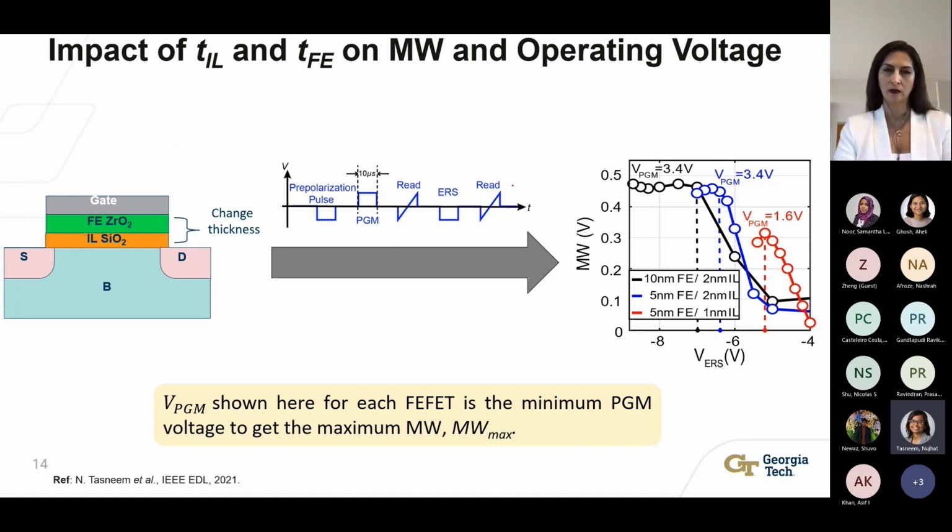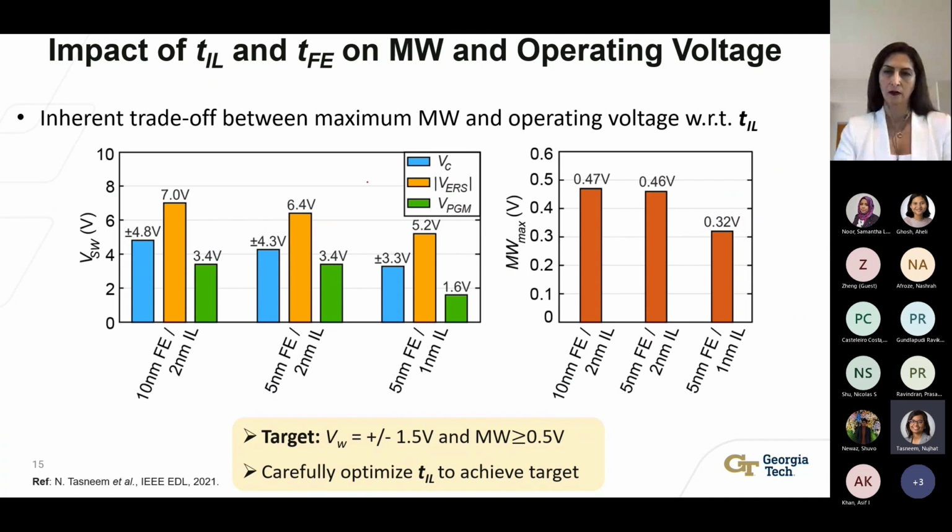So for this experiment, we fabricated 3 FEFETs with 3 different gate stacks: 10 nanometer ferroelectric layer with 2 nanometer IL, 5 nanometer FE layer with 2 nanometer IL, and 5 nanometer FE layer with 1 nanometer IL. We applied the standard memory window characterization technique, which is applying a program pulse and reading the device, and then applying an erase pulse and reading the device again, and extracting the memory window from it. We applied it on all 3 of the devices. The memory window for a certain program voltage and varying erase voltages for the 3 devices is shown in this figure. The results of this experiment were summarized using this bar chart, which indicates the variation of the write voltage and the maximum memory window with respect to the ferroelectric layer thickness and the IL thickness.